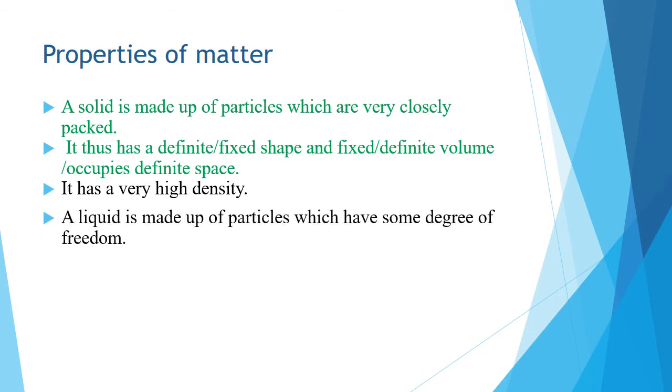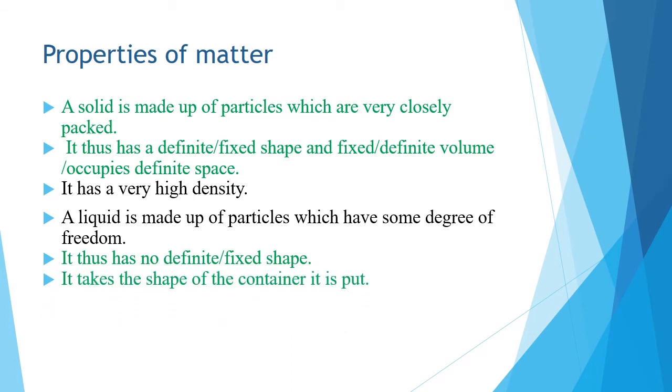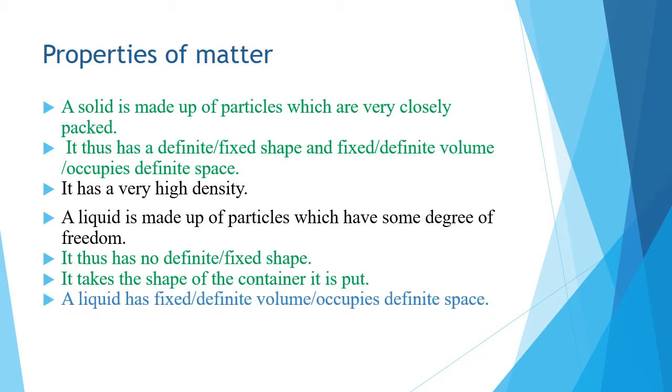Liquids are made up of particles that have some degree of freedom. They are not so closely packed, but remember they are also not very far apart. So liquids have no definite shape and they can conform to the shape of the container in which they are put. Then we will also learn that liquids have definite volume and they can occupy a certain amount of space.